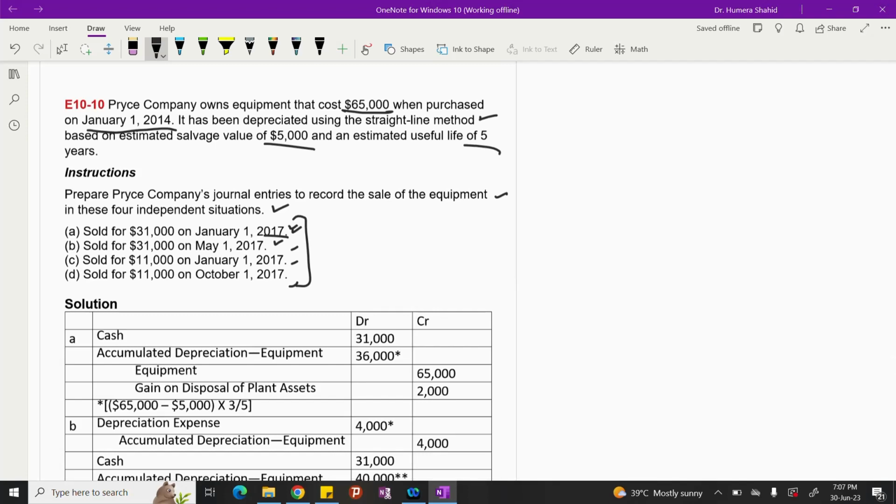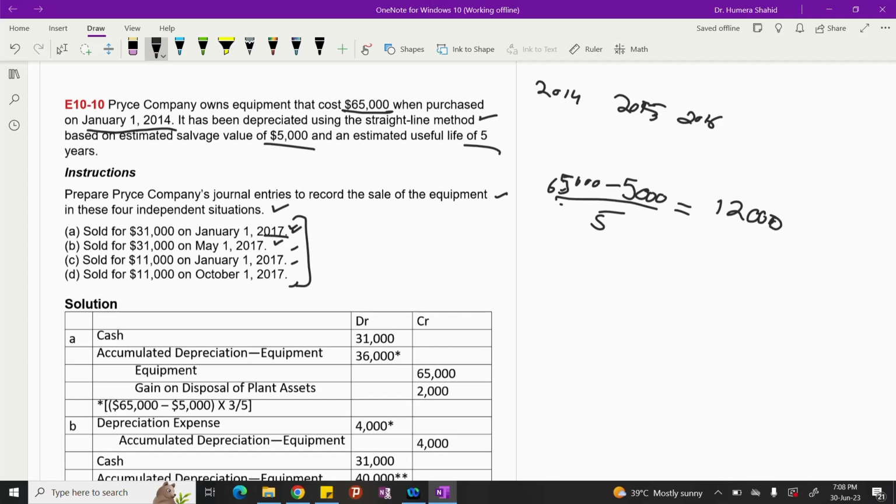Okay, let's figure out. We purchased it in 2014, 2015 also we used it, 2016, and January 1st, 2017, so we didn't use it for 2017, okay, because it's January 1st. Cost is 65,000, salvage value is 5,000, and the useful life is 5 years. Let's check out what is the accumulated depreciation. For that purpose, I need depreciation. So cost 65,000 minus salvage value, which is 5,000, divided by useful life, which is 5 years. Let's calculate this. That will be 60,000 divided by 5, so 12,000 every year.